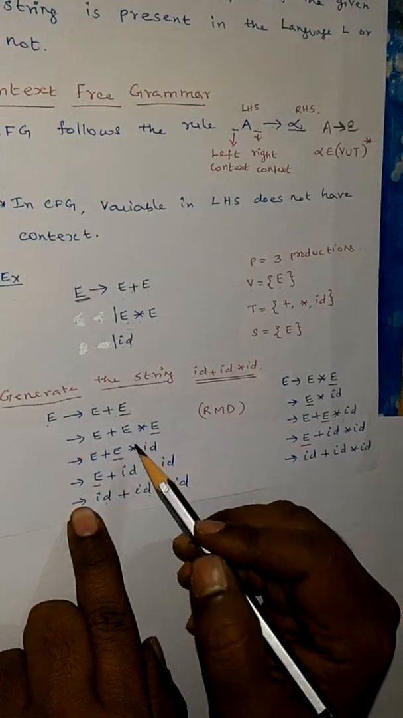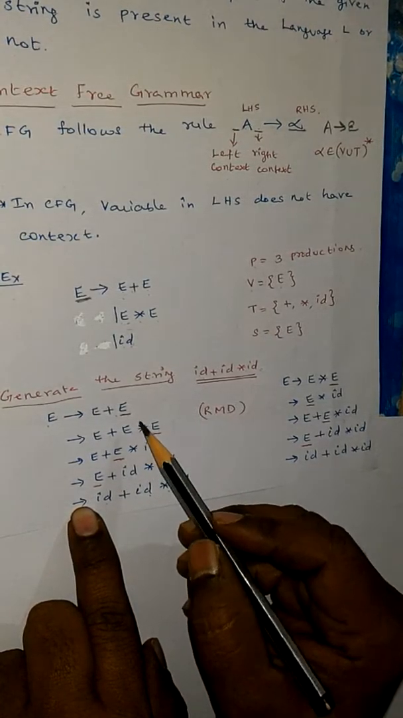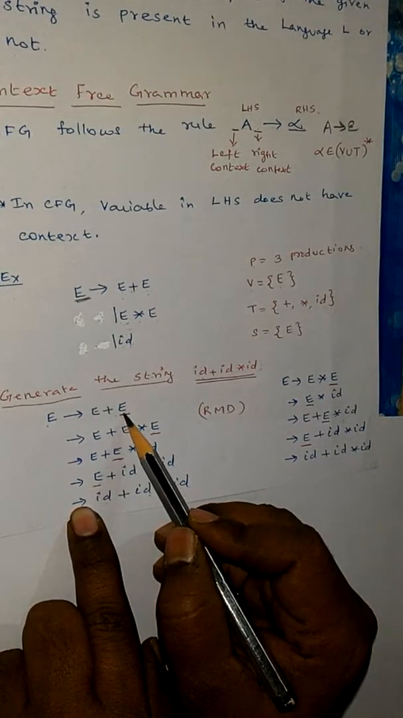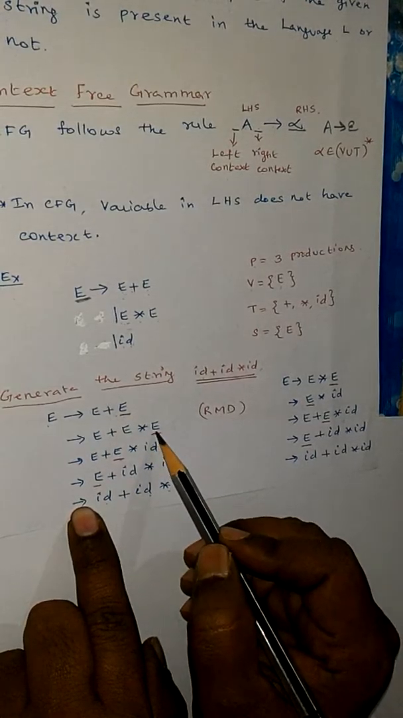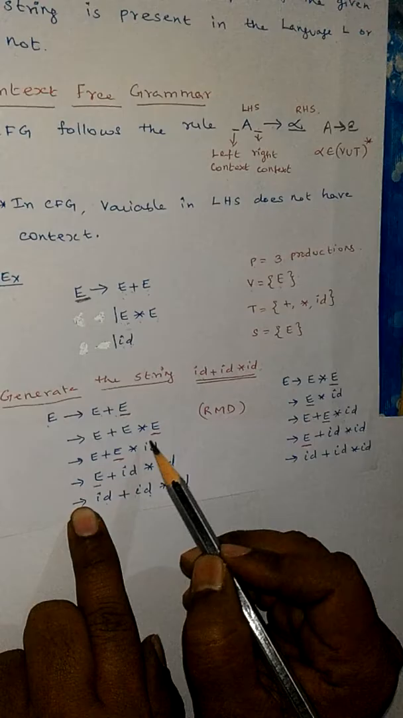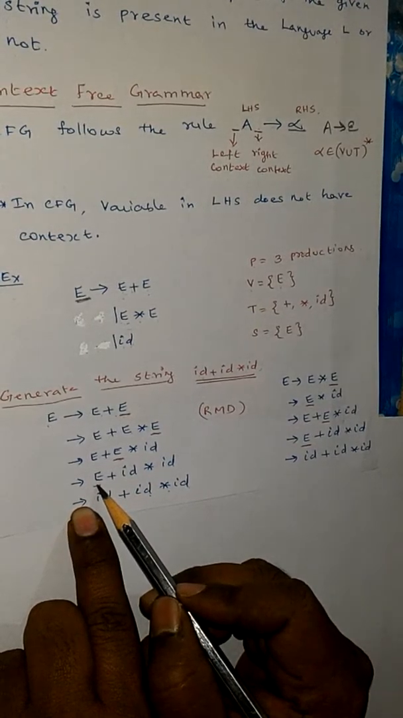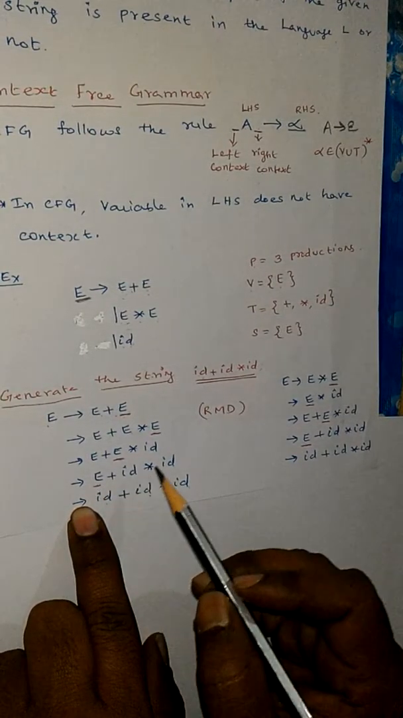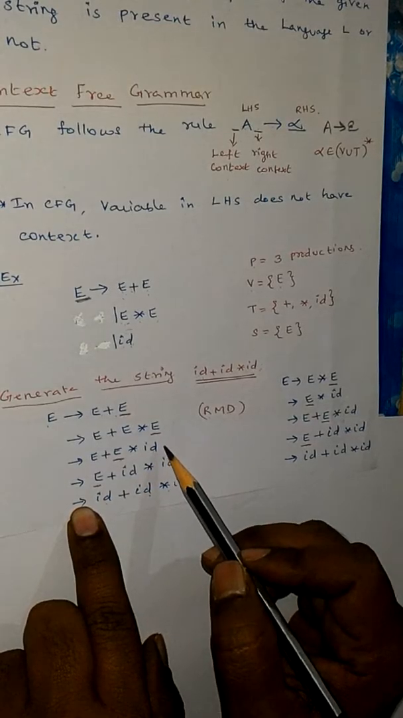One thing we have to keep in mind is that we are replacing the rightmost capital E. In all the steps the rightmost alphabet is replaced, so it is called rightmost derivation.